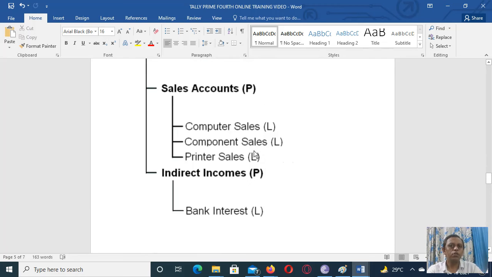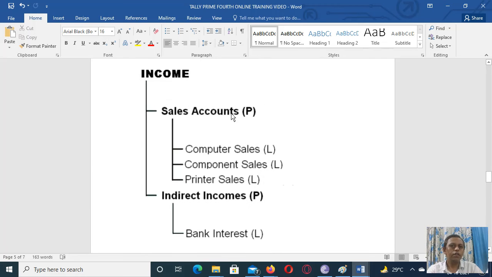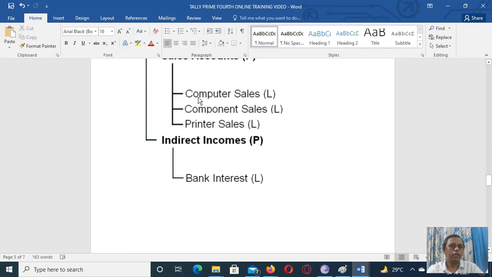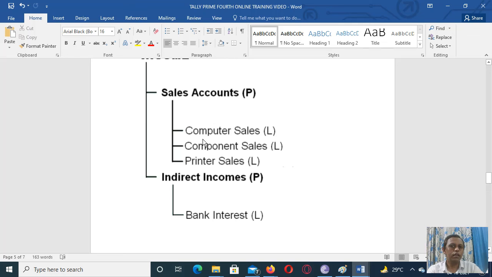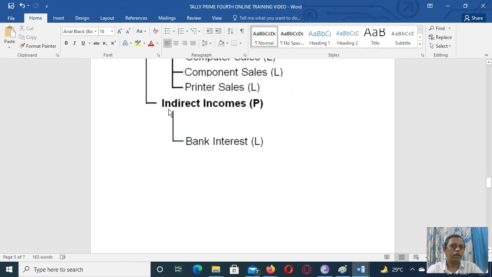After this, coming to the incomes, then we have sales account. In that we have computer sales, component sales, and printer sales. So these three general ledgers are under sales account, where we sell computers, components, and printers. Then indirect incomes, that is a primary group, and then it is bank interest.